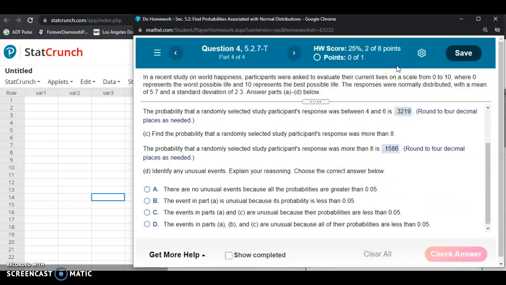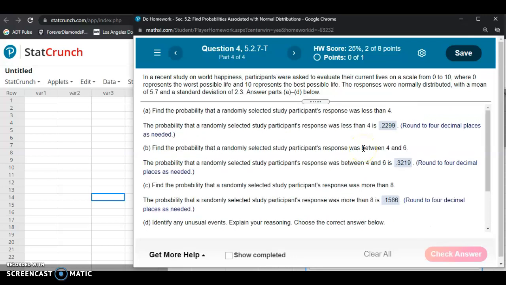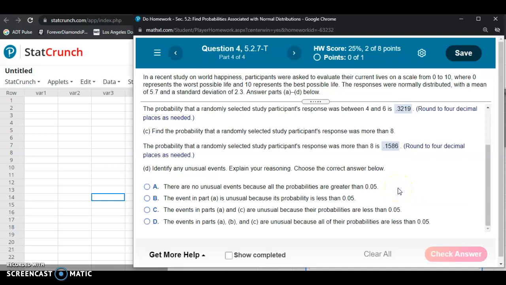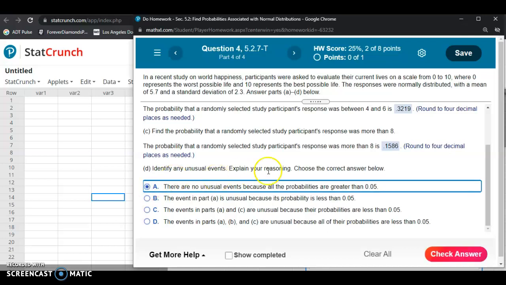And then in part D, it's asking us to identify any unusual events and explain your reasoning. So remember, an event is unusual if its probability is less than 0.05. So if any of these probabilities are less than 0.05, the corresponding events would be considered unusual. None of these probabilities is below 0.05. They're all greater than 0.05. So then you select the best answer choice. It looks like there are no unusual events, so answer choice A would be the most appropriate.